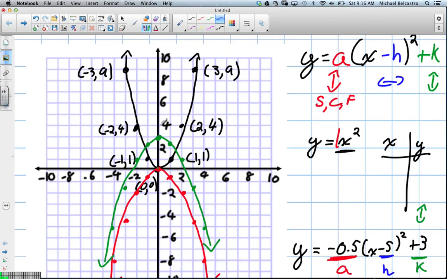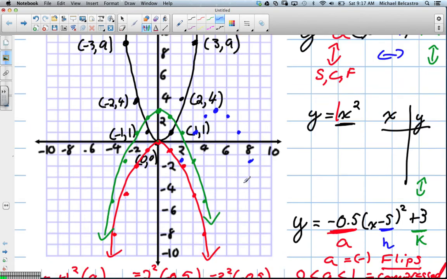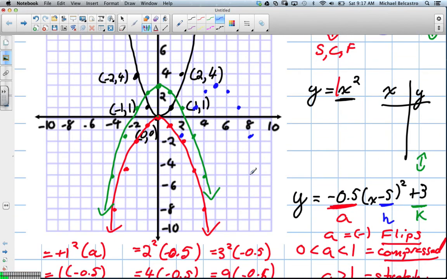So let's take this green one now and move everything to the right 5. 1, 2, 3, 4, 5. There's a point. This guy goes 1, 2, 3, 4, 5. This guy goes 1, 2, 3, 4, 5. It can be hard when there's so many on a graph, right? And then the last one, 1, 2, 3, 4, 5, which is here, and this guy will be here.